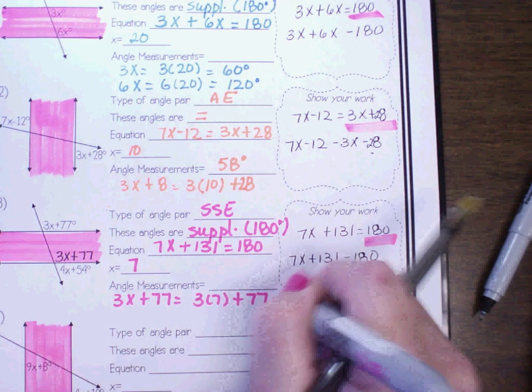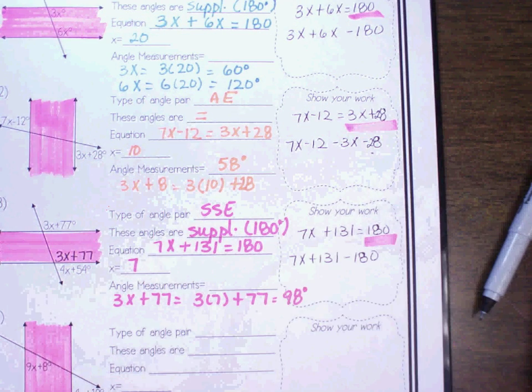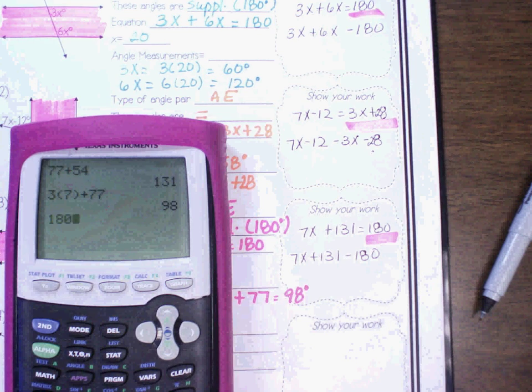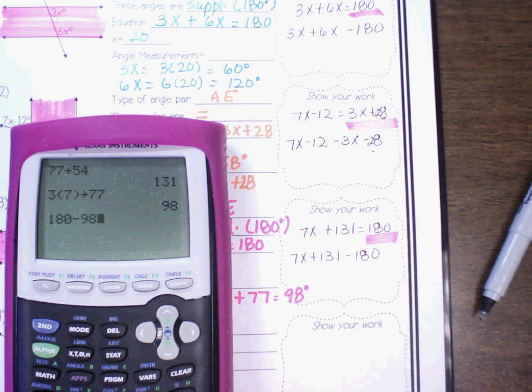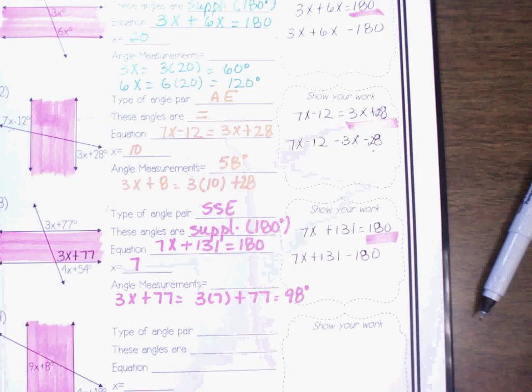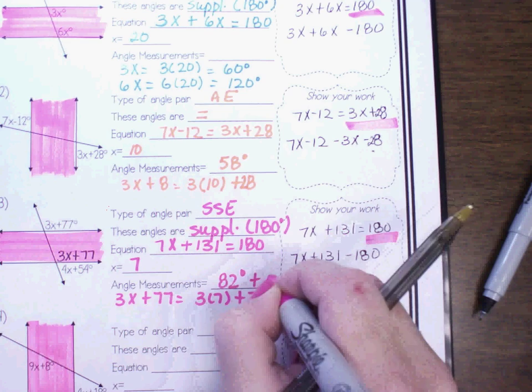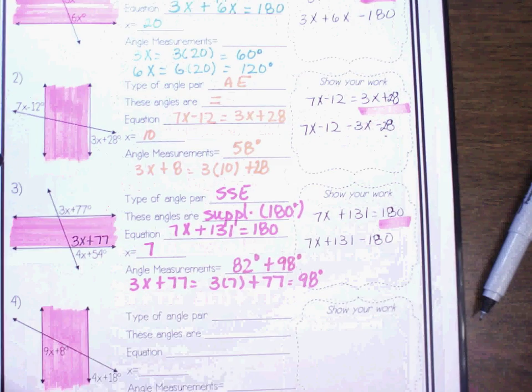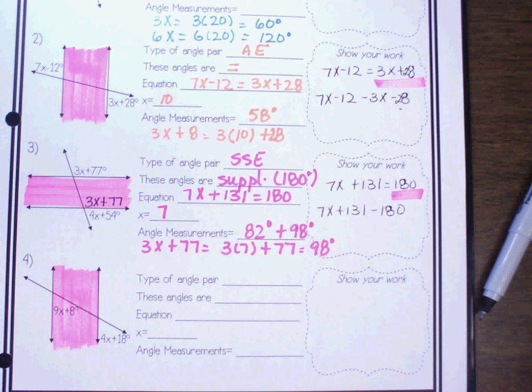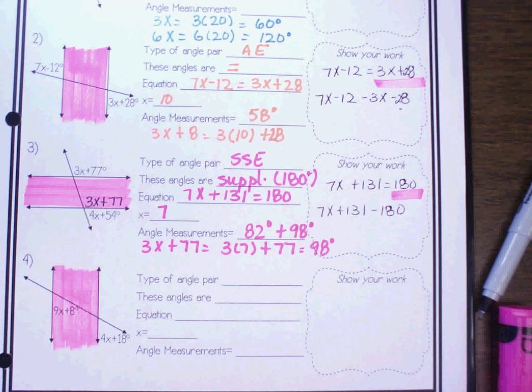3 times 7, I'm sorry, plus 77. How much is that? What is 3 times 7? Stop tuning me out. 3 times 7 plus 77. 98. Very good. And if both of them need to be 180, can I just go ahead and say 180 minus 98? That's what Jonathan did, his strategy, which was really nice, really quick, very easy to do. So 82. So one of them is 98. The other one is 82.